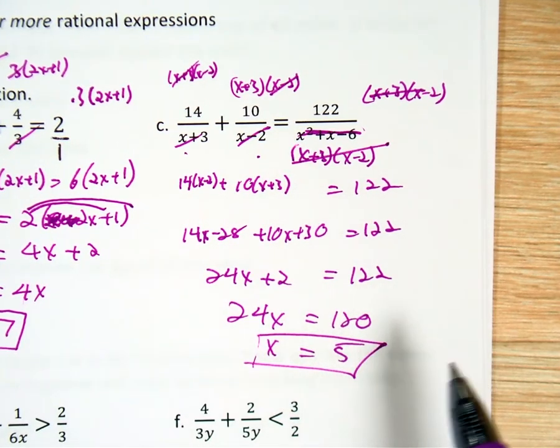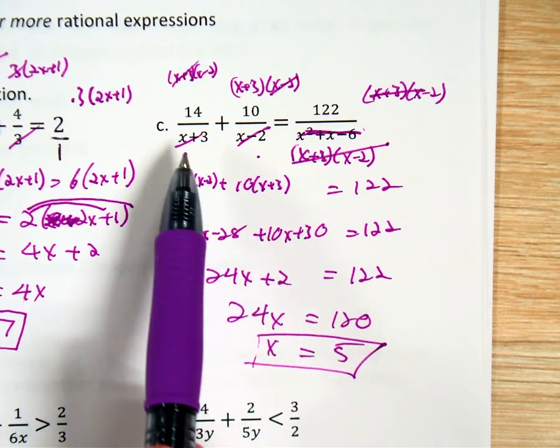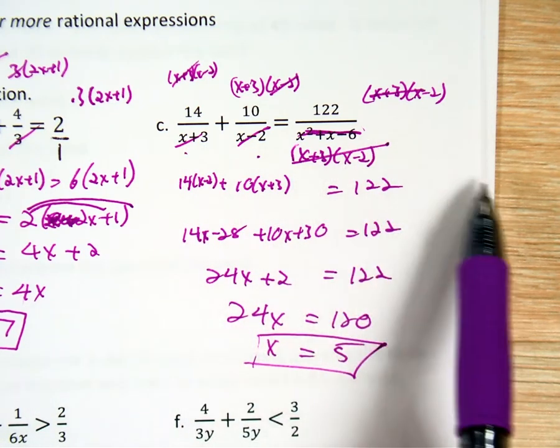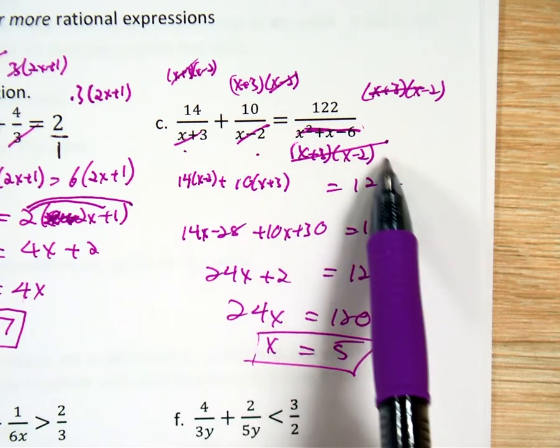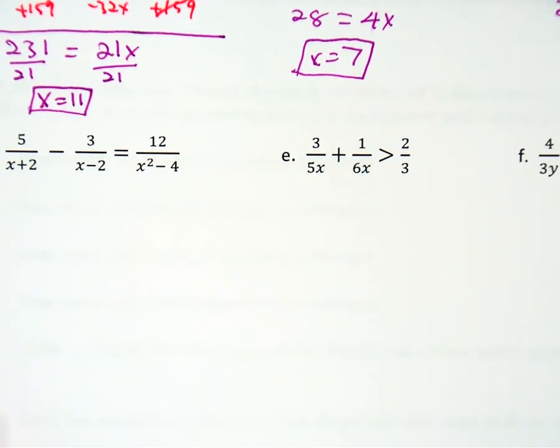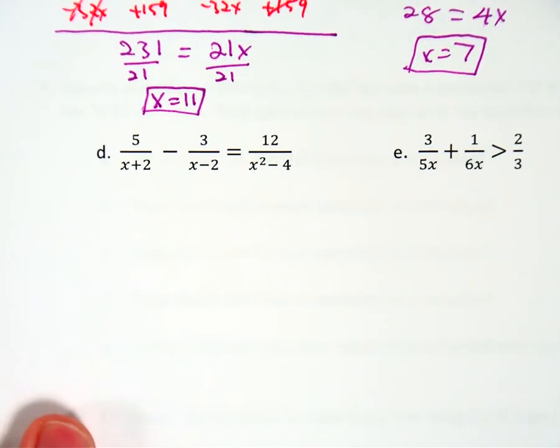Double check to make sure we don't have any domain errors. That's going to be 8. That's going to be 3. If it didn't cause any problems in those two, it's not going to cause problems in the factored form of that one. So it should be good. Let's have you push pause and give this one a try. D. Go ahead and give D a try.